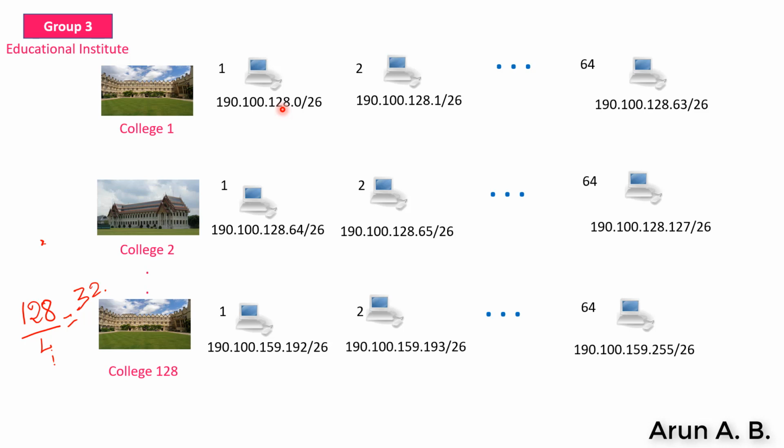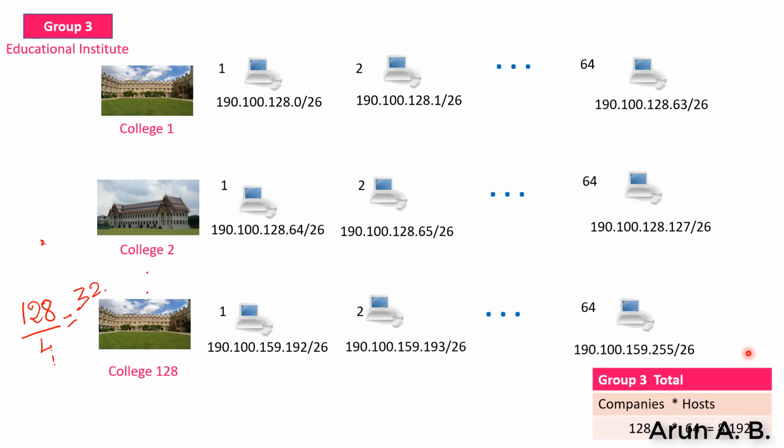The very first college will have 0 to 63. The next college will have 64 to 127. The next college will have 128 to 191. The next college will have 192 to 255. So like this, the total number of colleges will be 128. So this is the final IP address which is assigned. After this, the IP address will be 160.0. So 160.0 is not assigned because we have completed the IP address assignment according to our requirement.